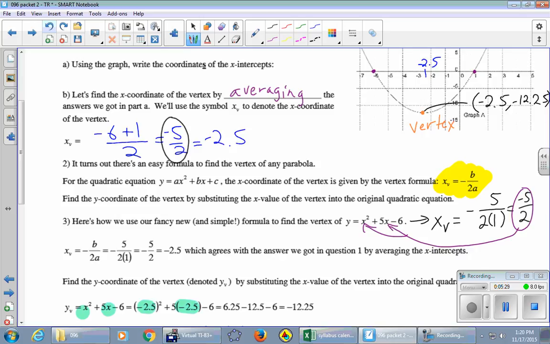Okay, so that's our fancy new vertex formula, just -b over 2a. And I'll point out that that is actually part of the more complicated quadratic formula. So remember, the quadratic formula is this: -b plus or minus the square root of a bunch of stuff, divided by 2a. Yes? Do you see this yellow highlighted thing in there?